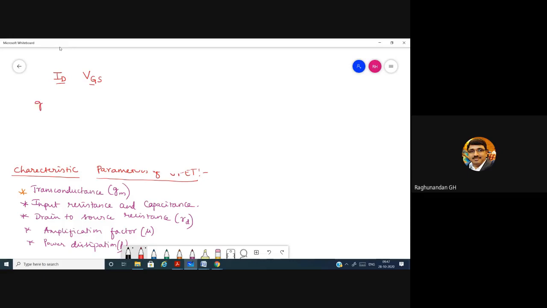So conductivity is the inverse of resistance. So for resistance R is equal to, what is the formula?